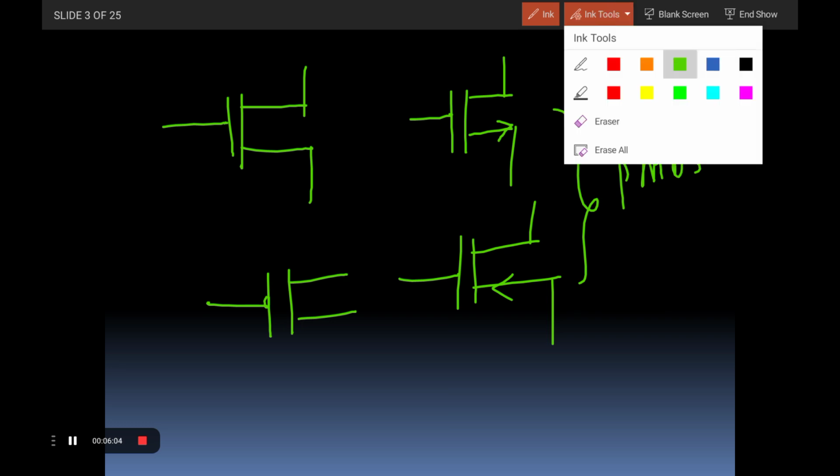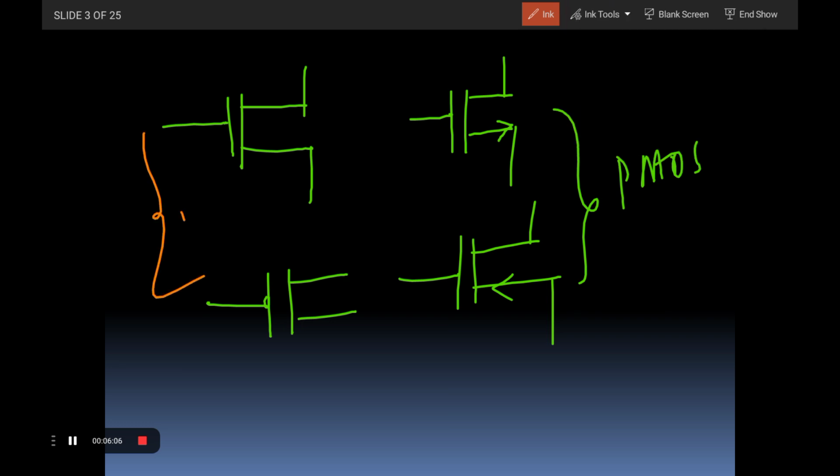Okay, so this is the case for nMOS. One important thing is that a MOSFET has three basic terminals: gate, source, and drain. So here also gate, source, drain. This is the basic scenario.